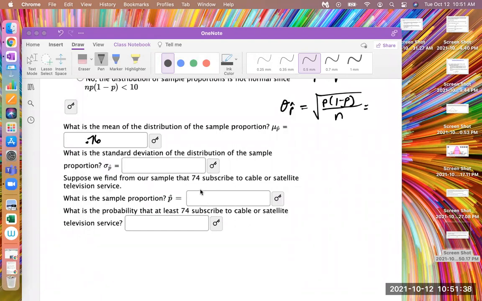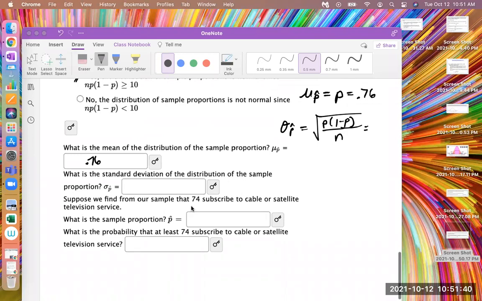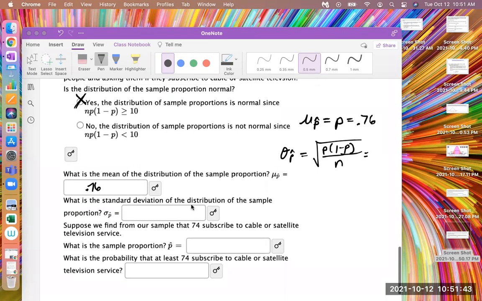So 74 of how many? 74 answered, yes, I have cable TV or satellite TV. So what is the sample proportion? They're just asking what percentage that is. So if 74 of the sample that were asked have cable TV, what percentage is that?